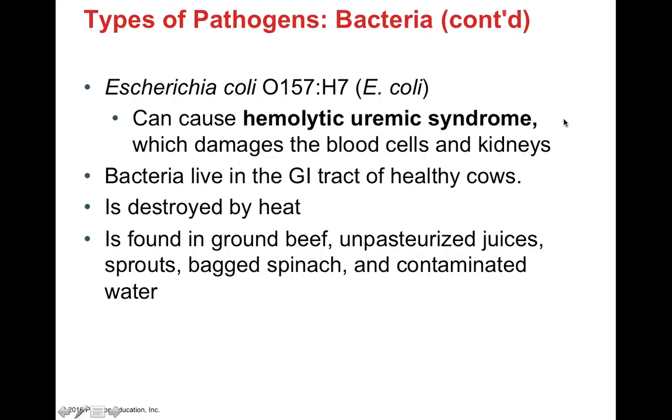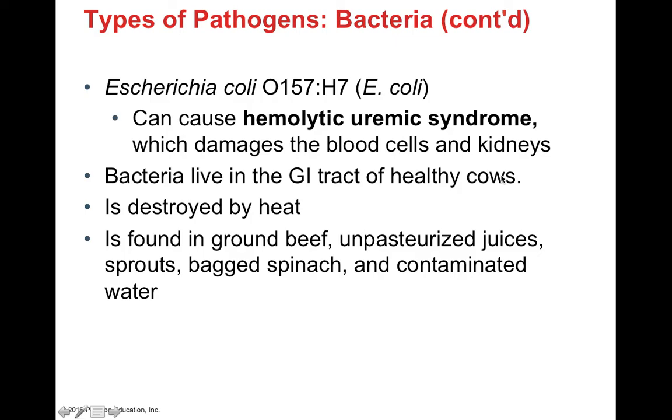Hemolytic uremic syndrome is going to not only damage the blood cells, but also damage the kidneys, right? You've heard of uri and urethra and ureter. So this is going to be very bad for individuals who can get infected by it. Now, while bacteria typically are going to live in the gastrointestinal tract, it says healthy cows, but it can also be found in humans, right?